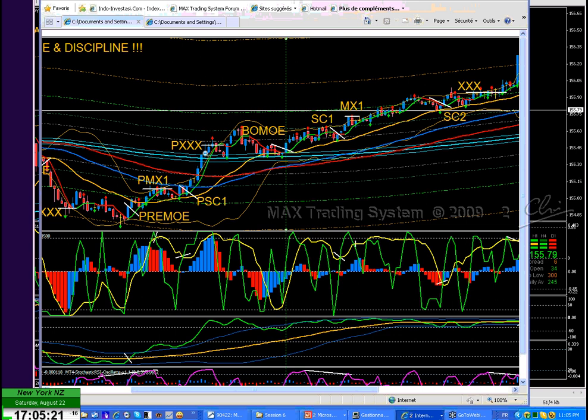Okay? So this is why this situation is a BOMO. When the price crosses here, you do not have the three EMAs angled and separated and in the right order. So let's take the other example. It is this one.